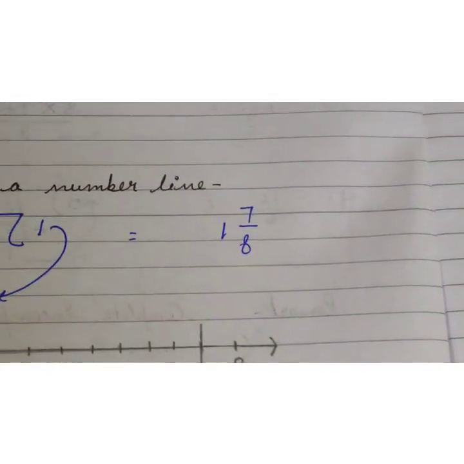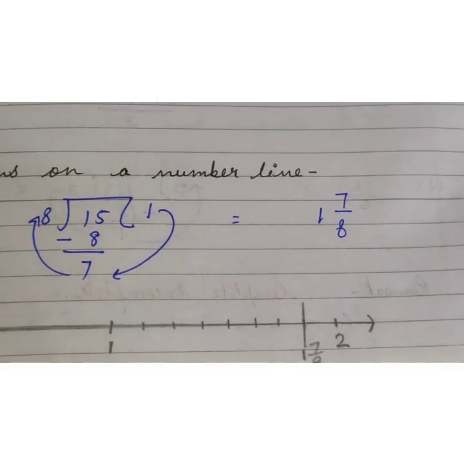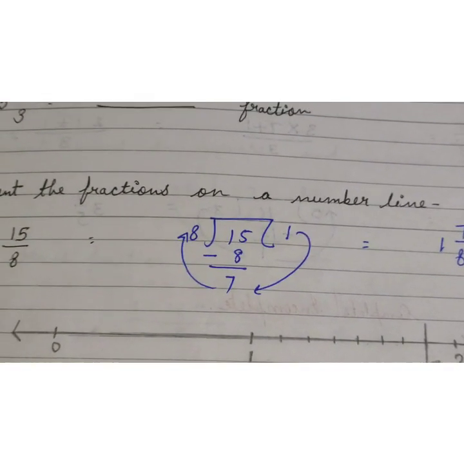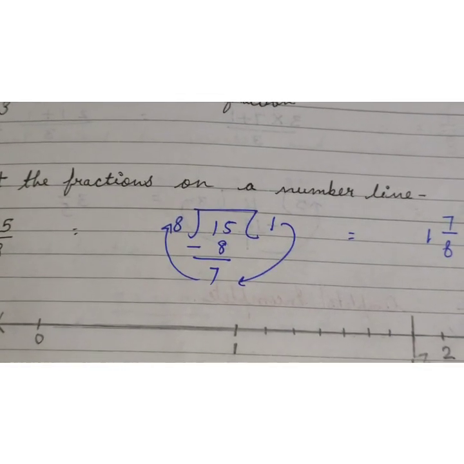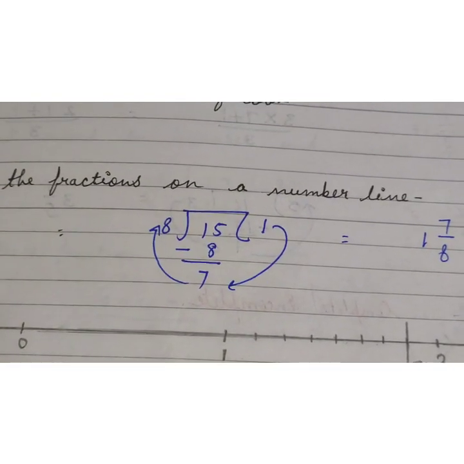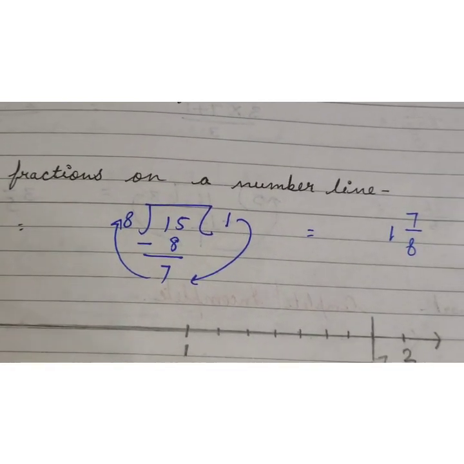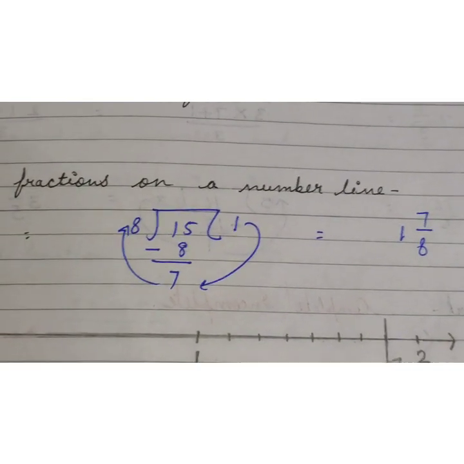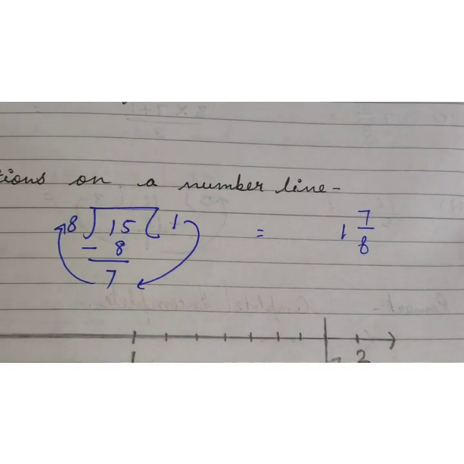You can see, kids, here 1 is the whole part, which means you have to take one full one. Like you can see here, we firstly draw a line that will start with 0. Now you will write 1 at this point, and the distance between 0 and 1 should be the same as the distance between 1 and 2.